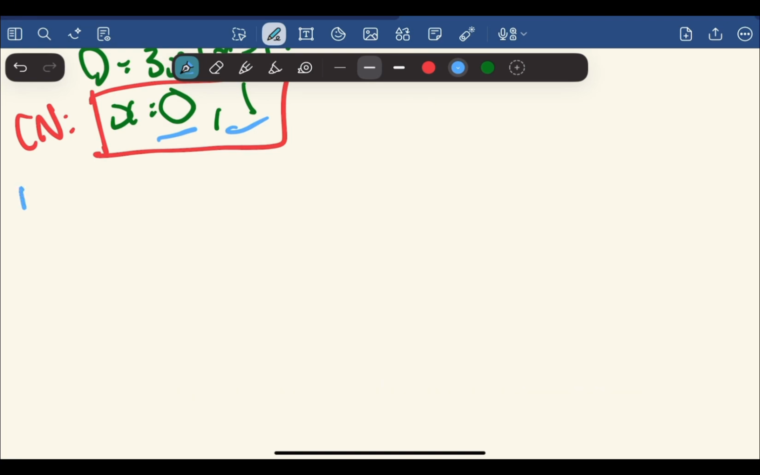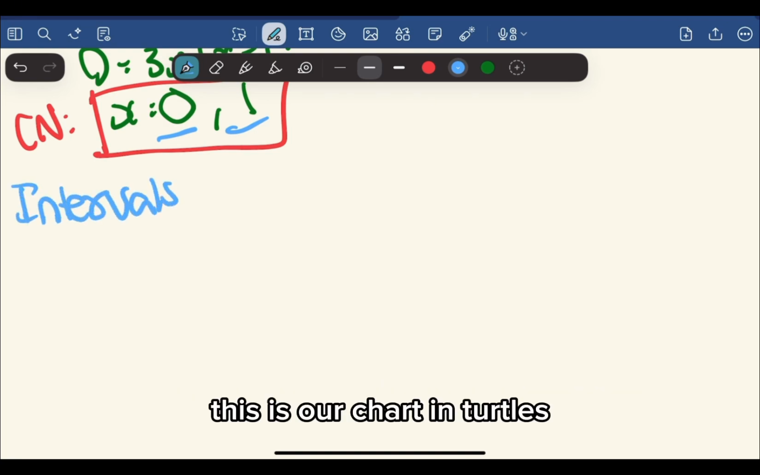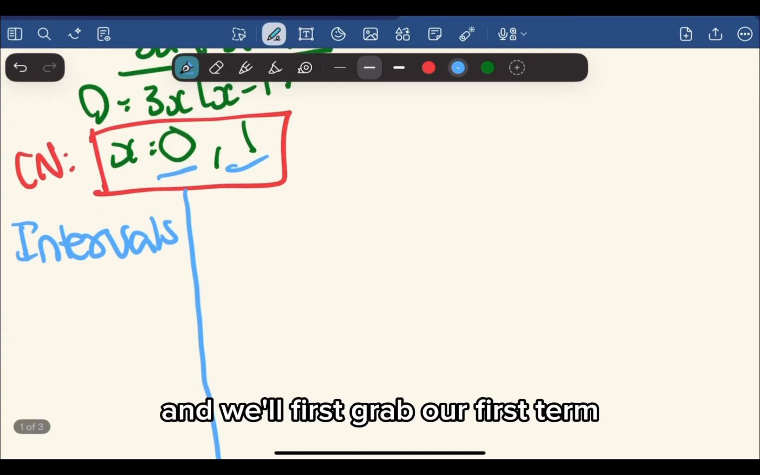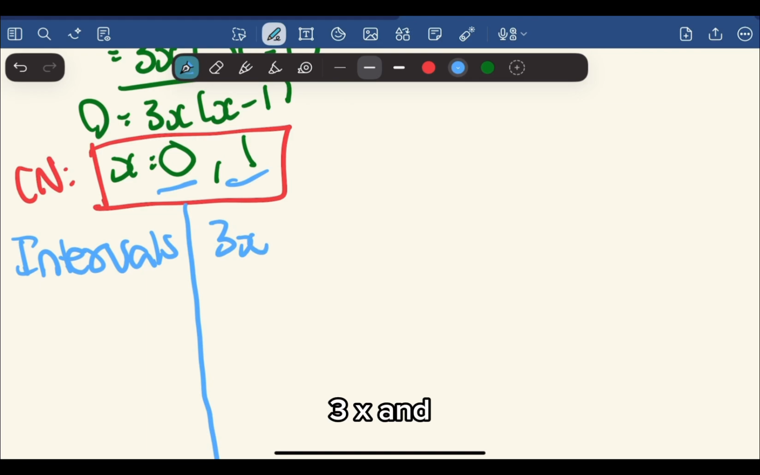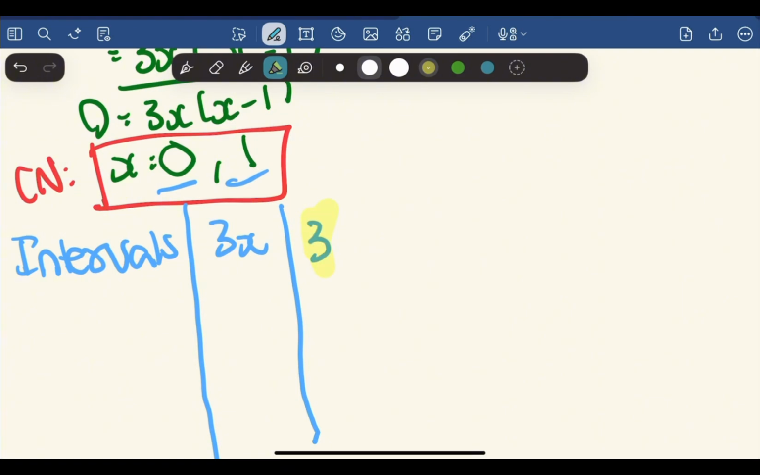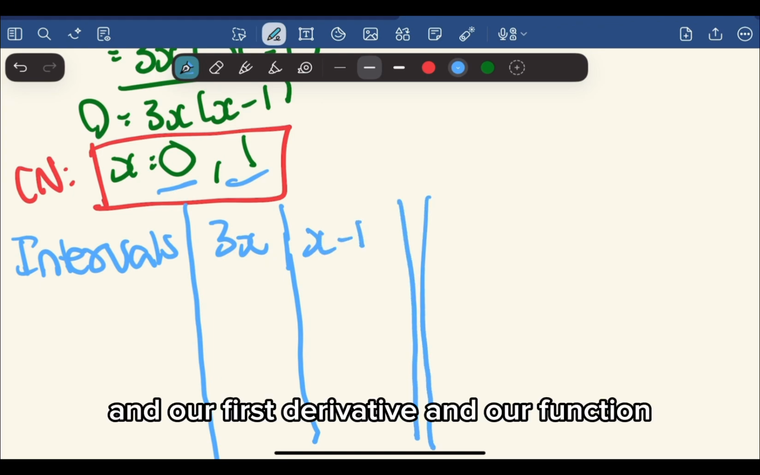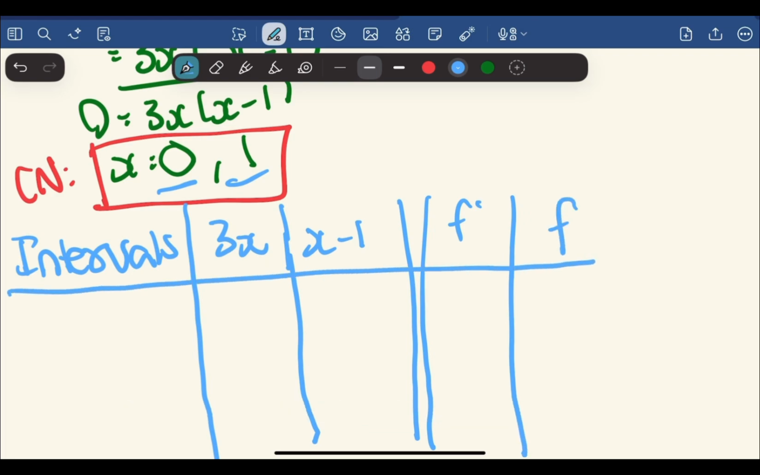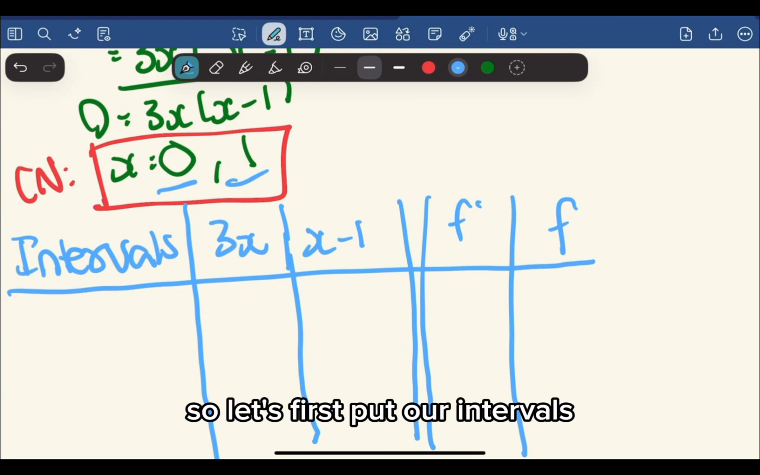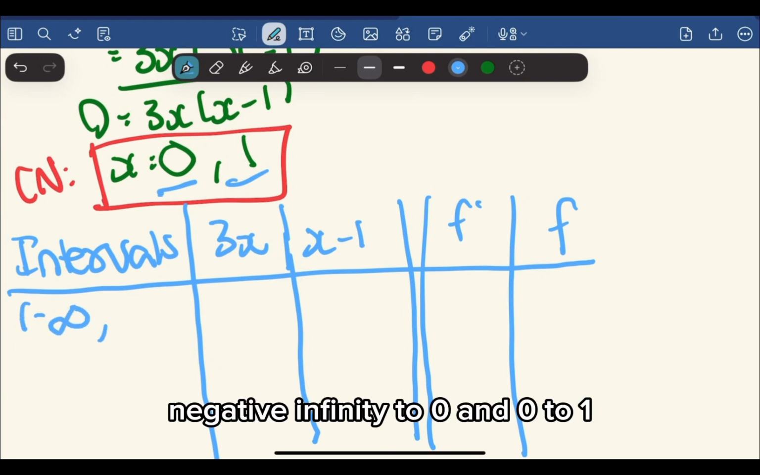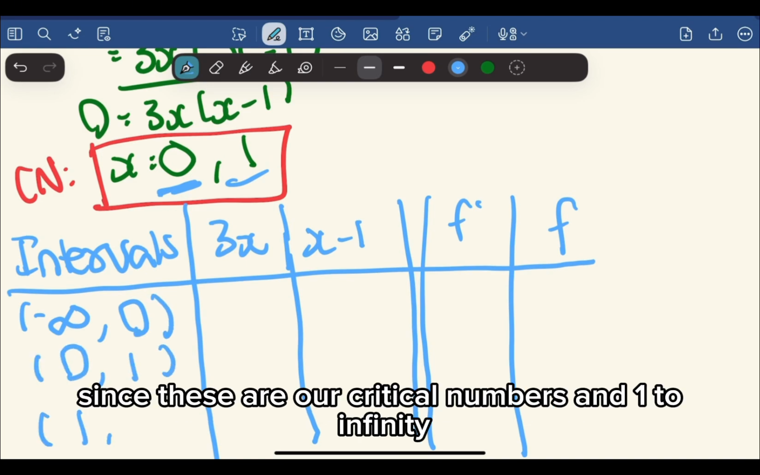This is our chart: intervals, and we'll first grab our first term, 3x, then x minus 1, and our first derivative, and our function. Let's first put in our intervals: negative infinity to 0, 0 to 1, since these are our critical numbers, and 1 to infinity.